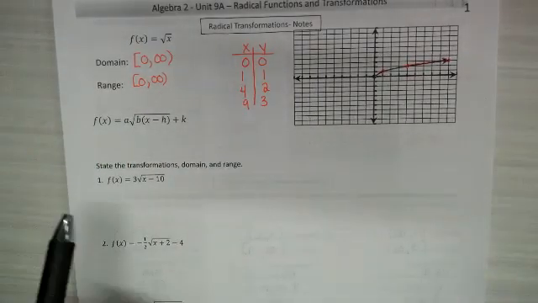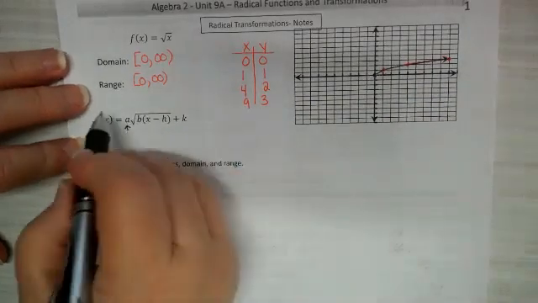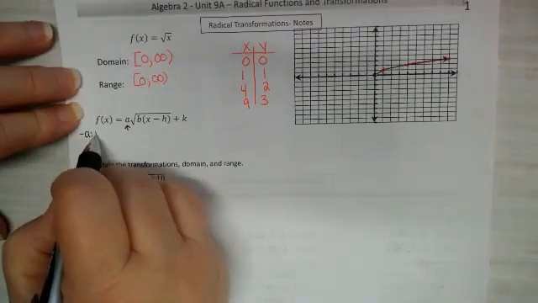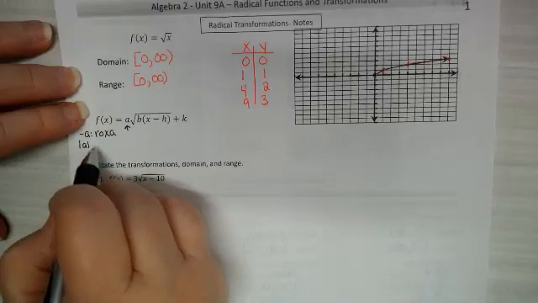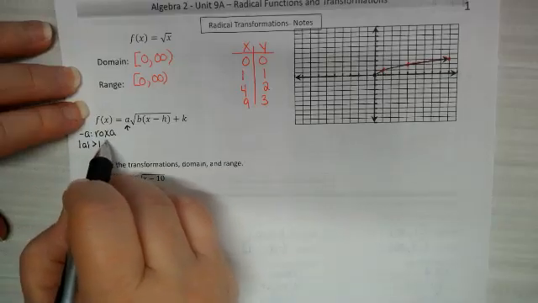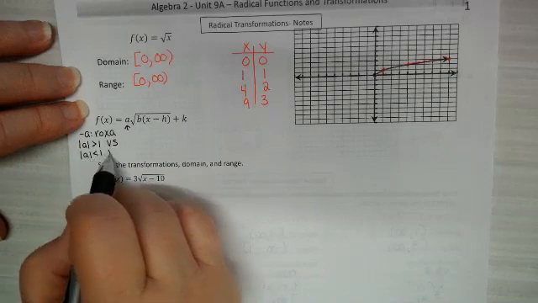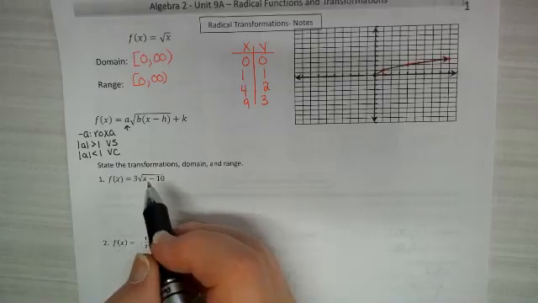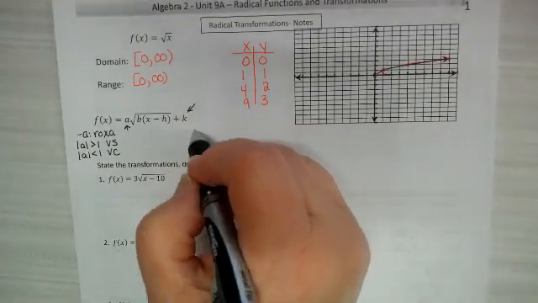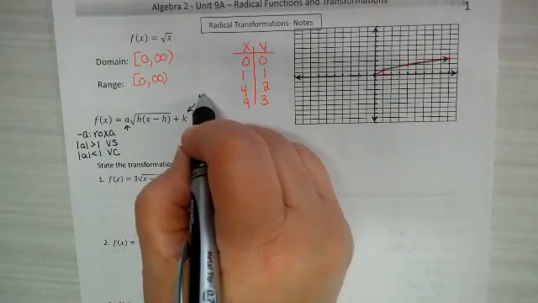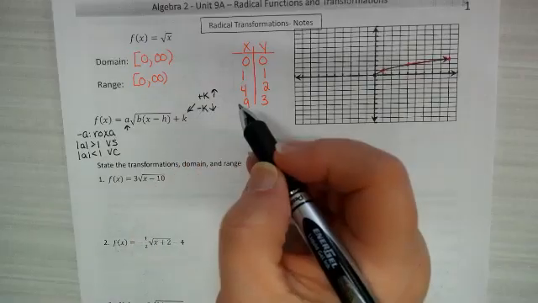All right, just a reminder about our transformations. Remember, negative a is a reflection over the x-axis. If the absolute value of a is greater than 1, it's a vertical stretch. If the absolute value of a is less than 1, it's a vertical compression. And this k value is also vertical. That moves it up or down. Plus k moves it up, minus k moves it down.